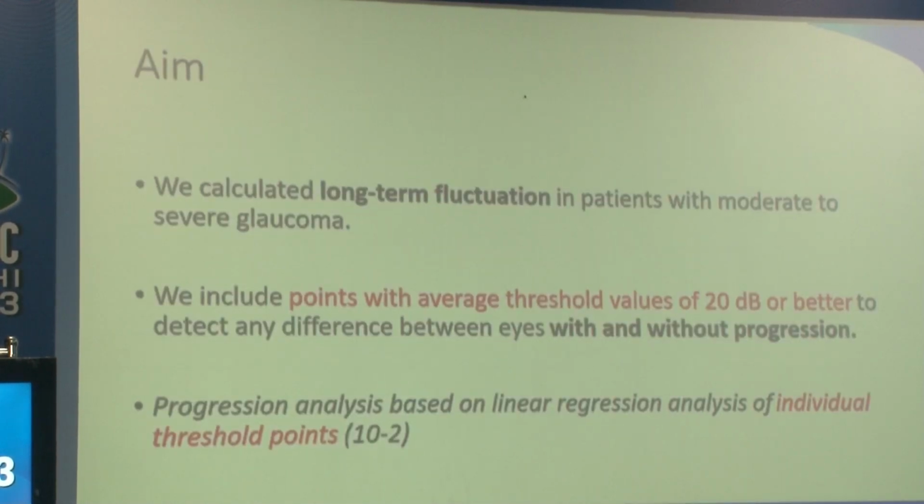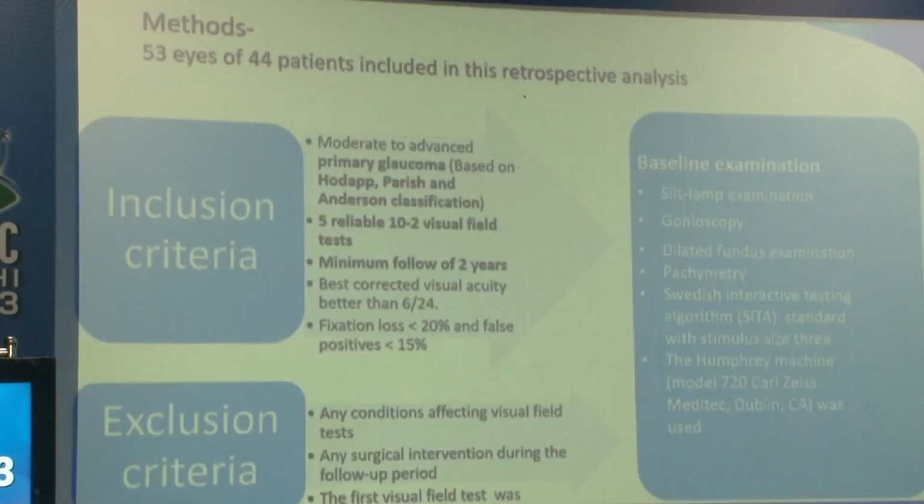So the aim of our study was to calculate long-term fluctuation in patients with moderate to severe glaucoma. We have compared the eyes with progression and without progression, and we judged progression based on 10-2 PLR analysis. And we have included only threshold values which have an average threshold value better than 20 decibels. So 53 eyes of 44 patients were included in this retrospective analysis.